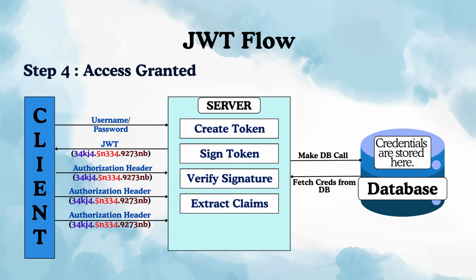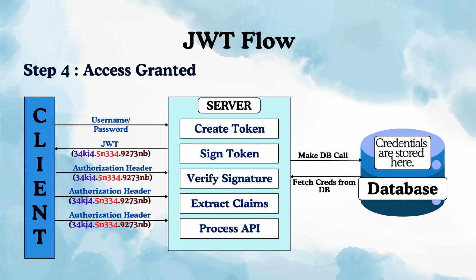Alright. Step 4, access granted. Based on the extracted claims, the server authorizes the request and processes the API call. So no database call is required for authentication in every request. It's just that a DB call is made in the starting, and after that, all the authorization takes place using the JWT token.